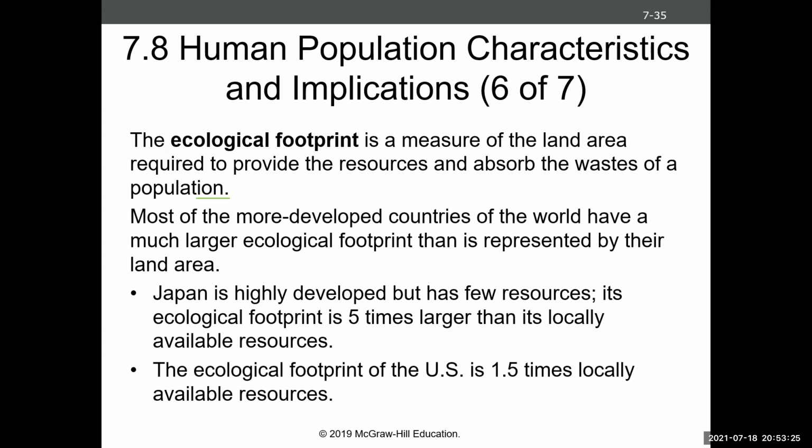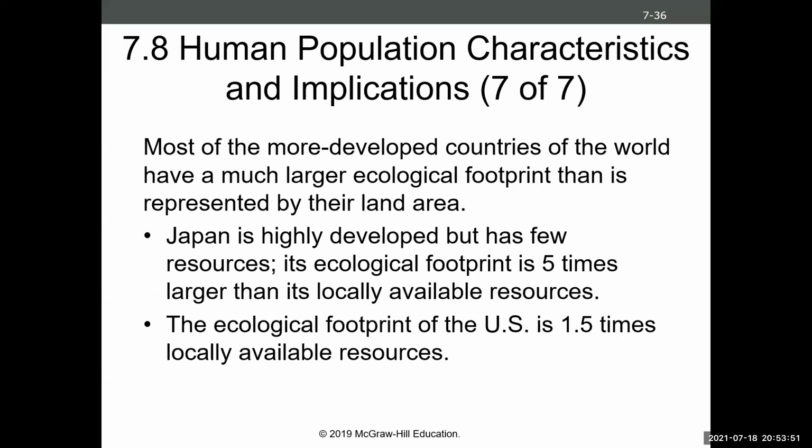More developed countries have a much larger ecological footprint than represented by their land area. So for example, Japan is really developed and has few resources. Its footprint is 5 times larger than its locally available resources. So it's using 5 times the resources than what it actually has. The U.S. ecological footprint is about 1.5 times that of its local available resources.